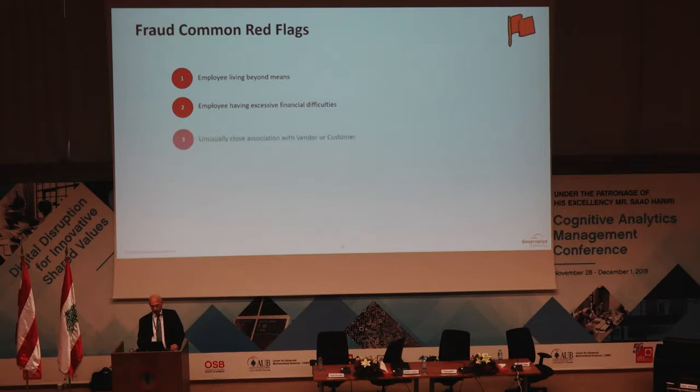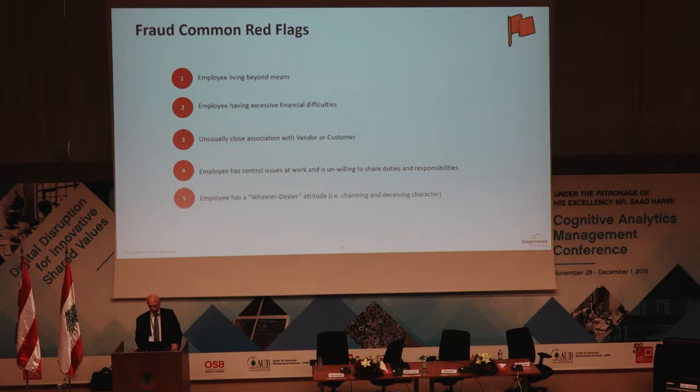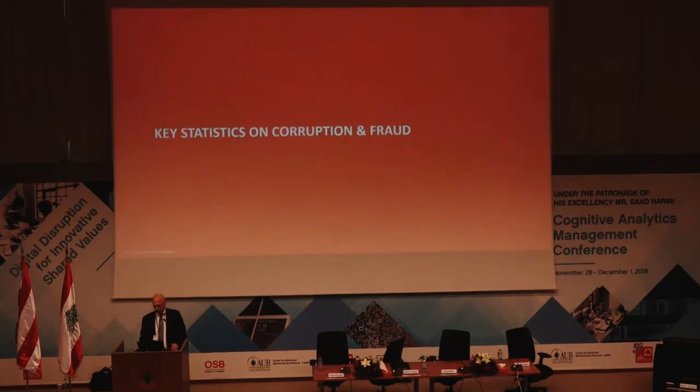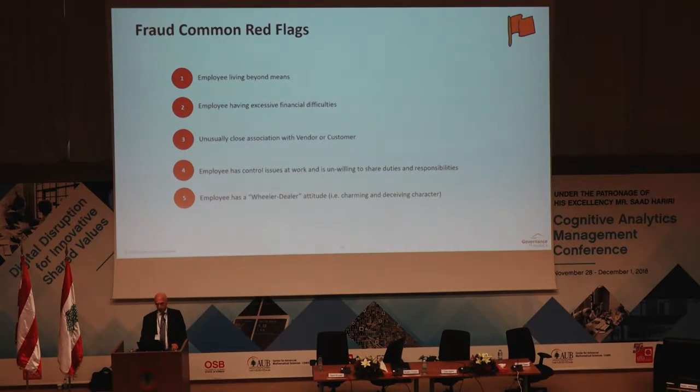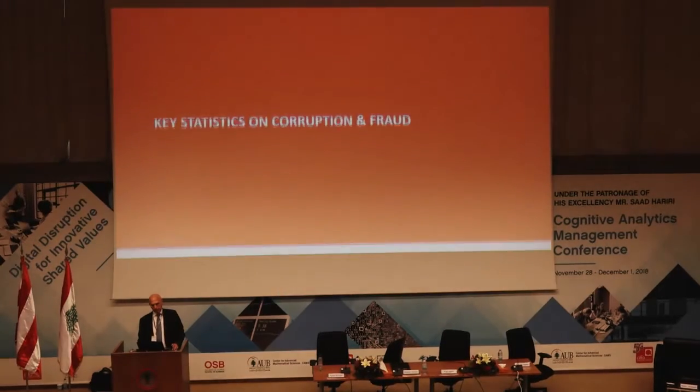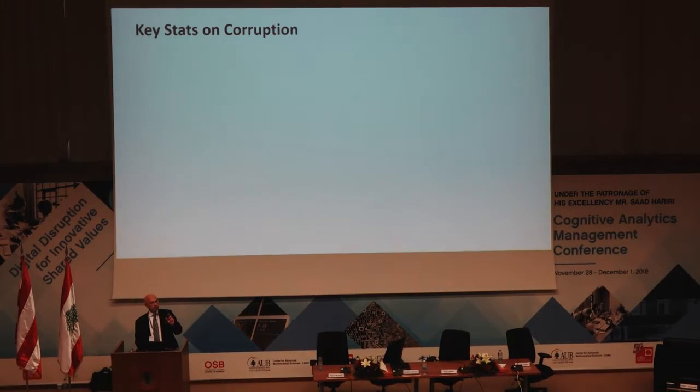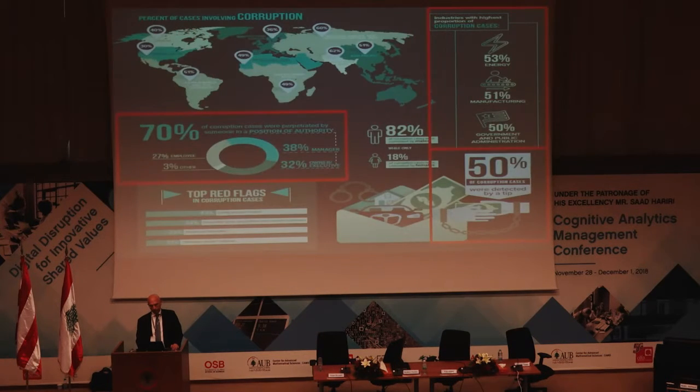So some of the indicators: employees have excessive financial difficulties, yet they are living very well. Employees have a wheeler-dealer attitude. So many of these things, some of them could be predicted through analytics. Some of them could not be read through analytics, but it does help a lot.